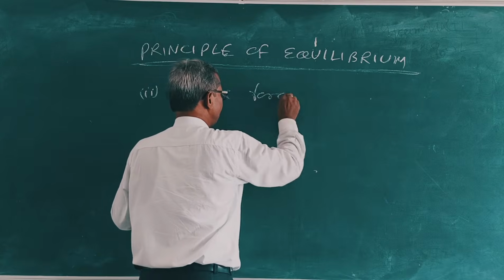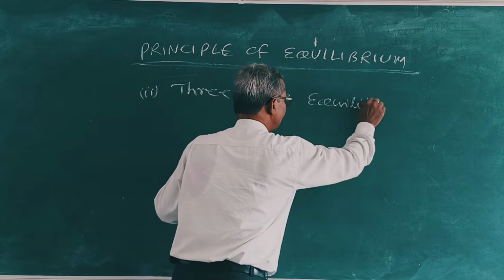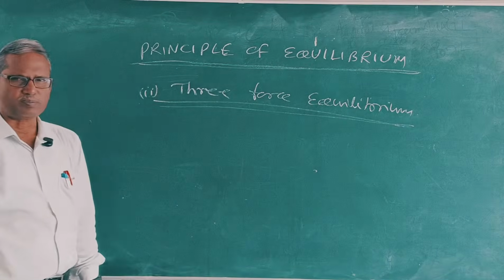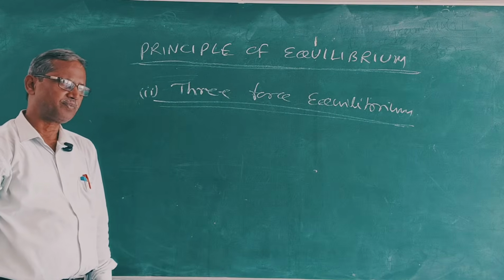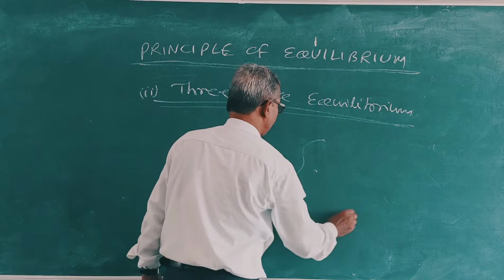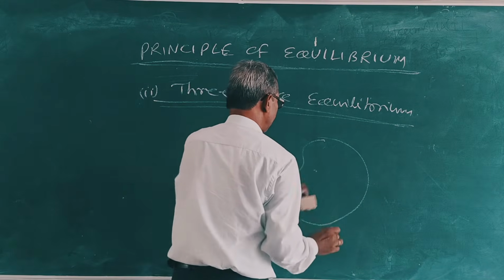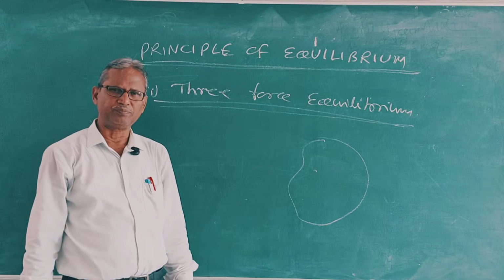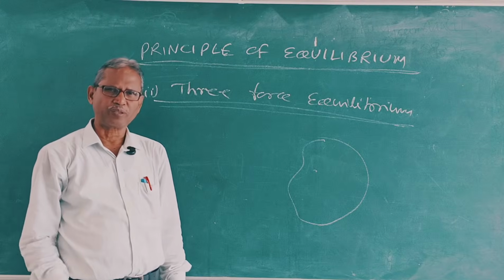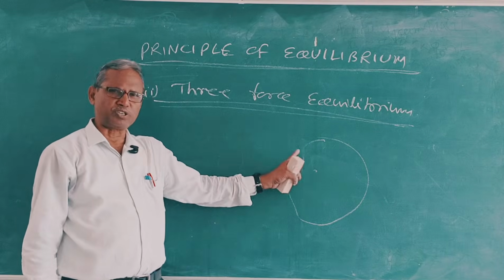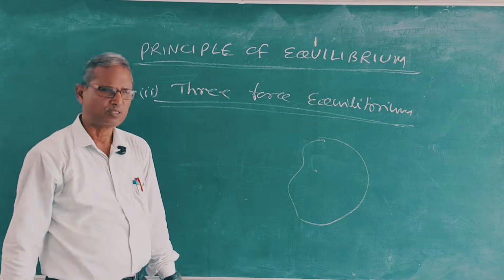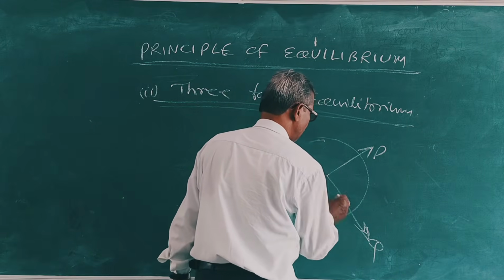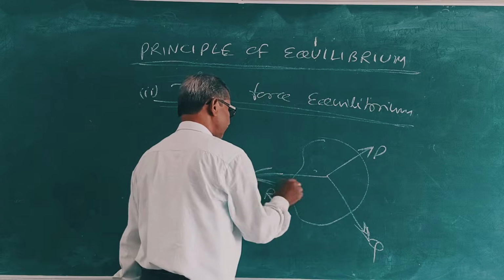Three force equilibrium. This states that if three forces are acting on a body and the body is under equilibrium, then the resultant of any two forces is equal and opposite to the third force. Suppose this is force P, this is force Q, this is force R. Clear?